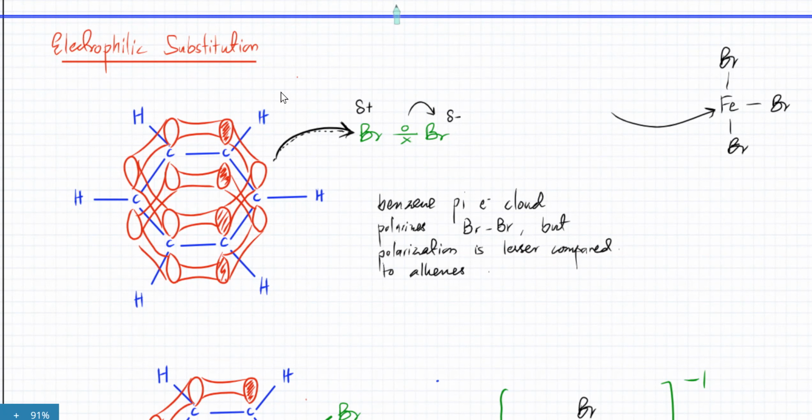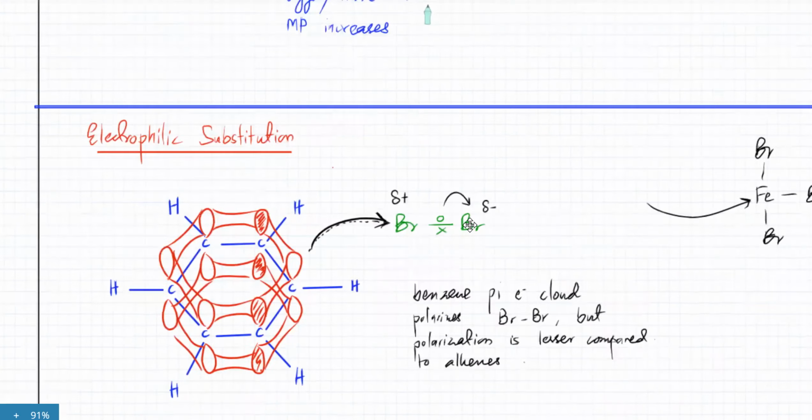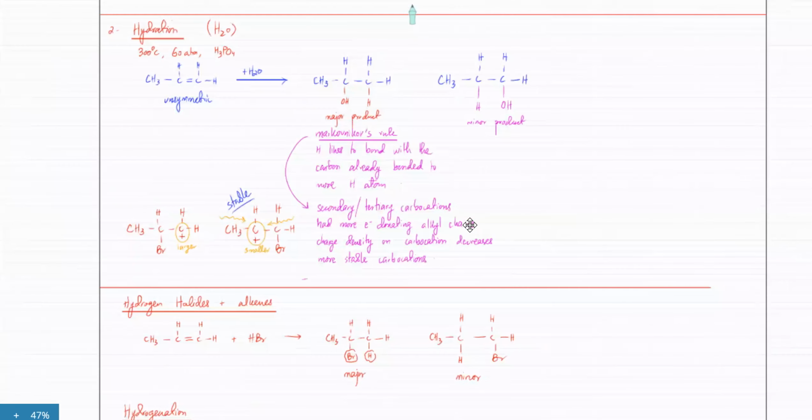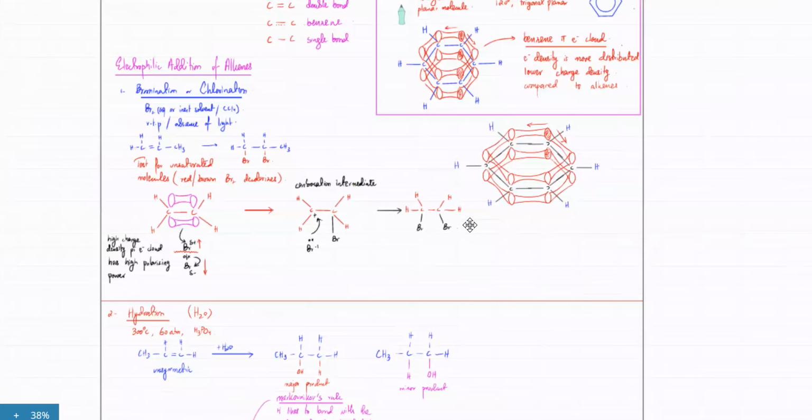So, in conclusion, the benzene will only polarize the bromine molecule just a little so that it would have partial charges. But the polarization is not going to be very high. That was one important point, because this is where A2 organic chemistry starts. So that's why I'm spending a bit of time on this. Remember this one. Compare it to alkenes. This is your old AS.